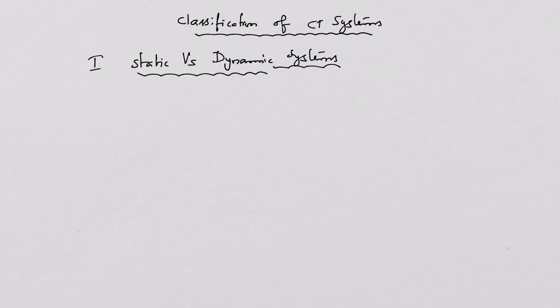So let us start discussing classification of continuous time systems. The continuous time systems are classified based on their characteristics. Some of the popular classifications of continuous time systems are static versus dynamic systems.